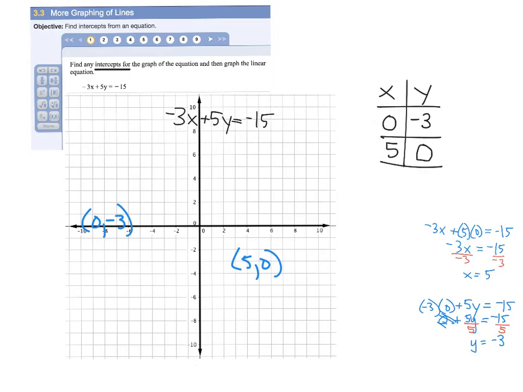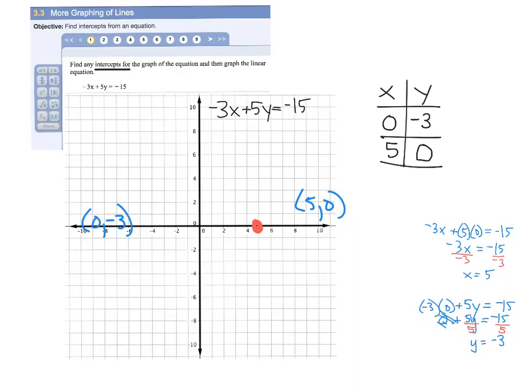All right, so this equation is the goal, and let's plot these. Now, where is 5, 0 going to be? It means 5 on the x-axis, 0 on the y-axis, so our dot goes right there. And how about 0, negative 3? That's 0 left or right on the x-axis, but we go down 3, so our dot goes right here. And our line becomes this.